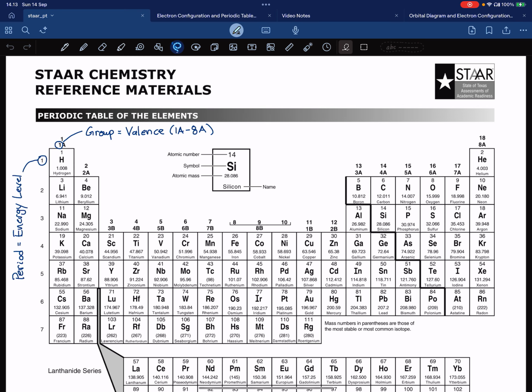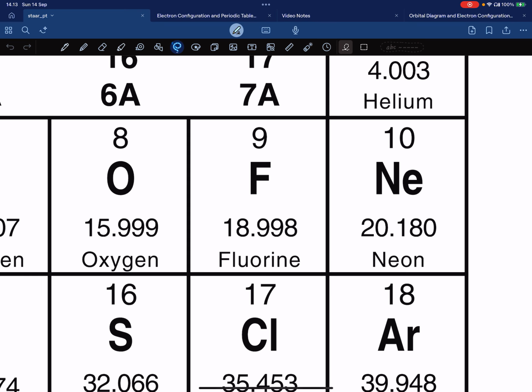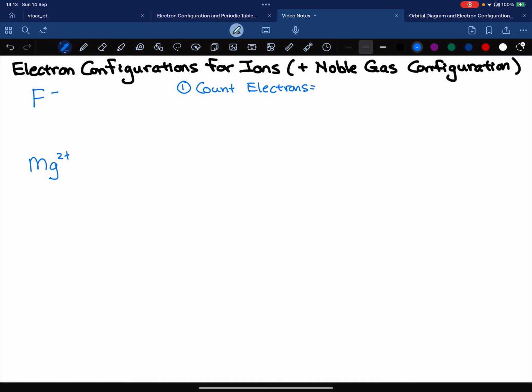So first thing you do, you find fluorine. There's fluorine. Atomic number 9. Therefore, the number of electrons is going to be 9. That's where you start anyway. That is a negative charge. Remember that electrons are negative. So that means that there is an additional electron. And so fluorine minus has 10 electrons.